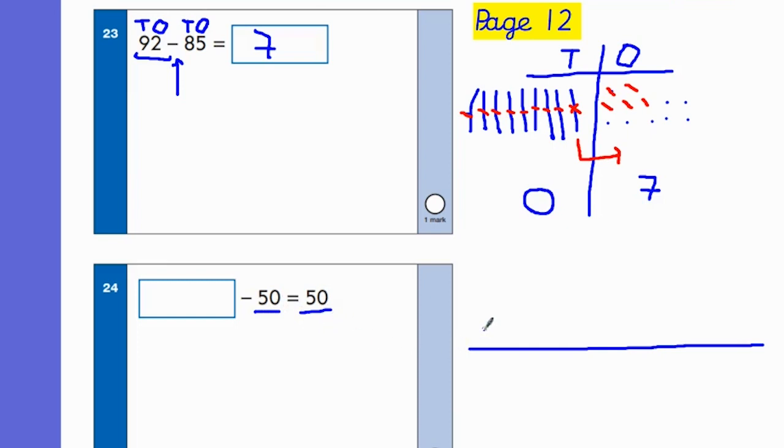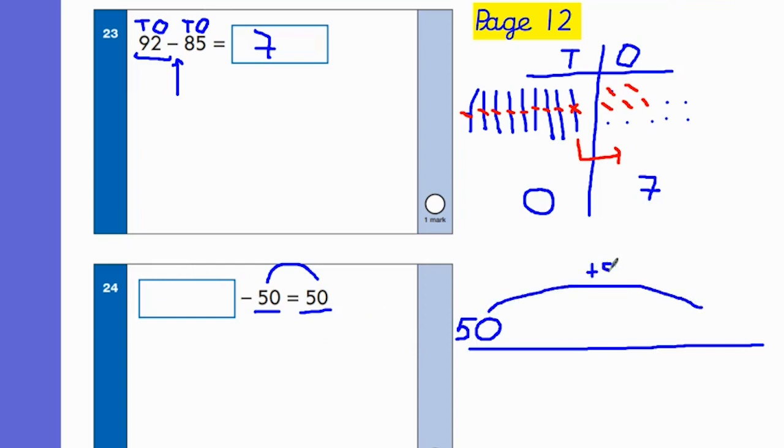So we can start off, first of all, by trying to count on. So we've got 50, and we can do the inverse. So instead of trying to find out what we take 50 away from to get 50, we could do 50 add 50 to see what this number would be. So I'm going to start with 50, and I'm going to add 50.